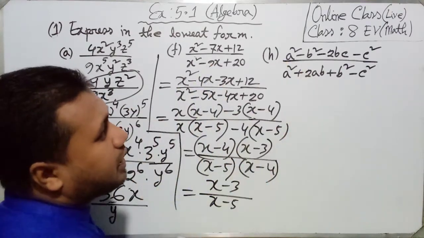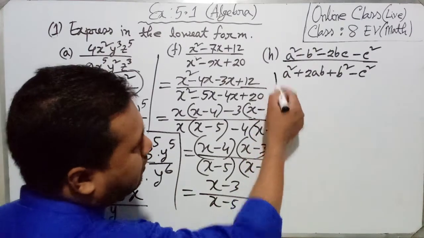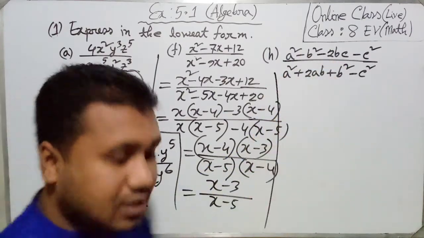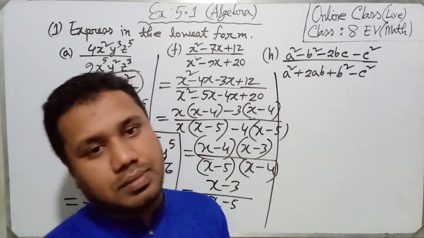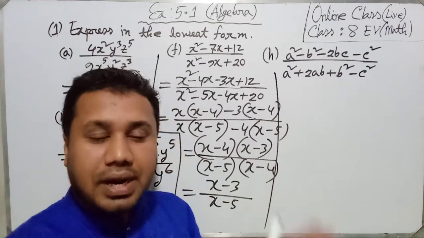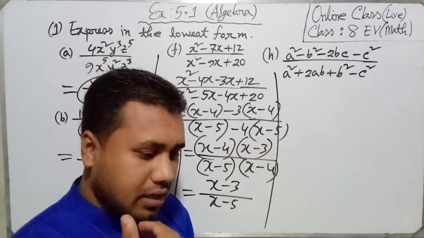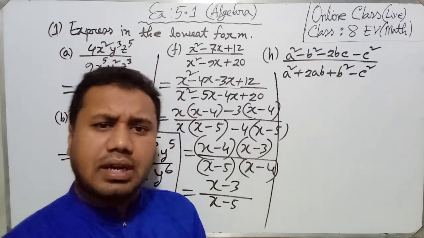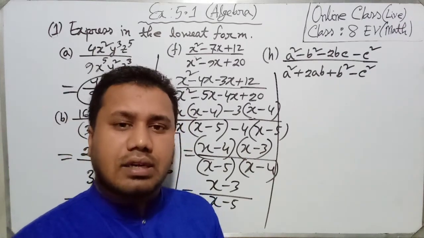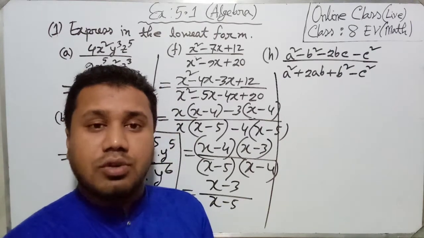Now another one, h number. Look dear students, here also plus and minus indicate terms. Clear? When given a bracket, it indicates one term. Remember that. Inside the bracket, if you get some addition or subtraction sign, no problem.